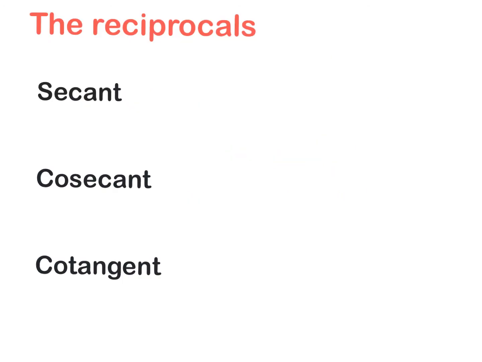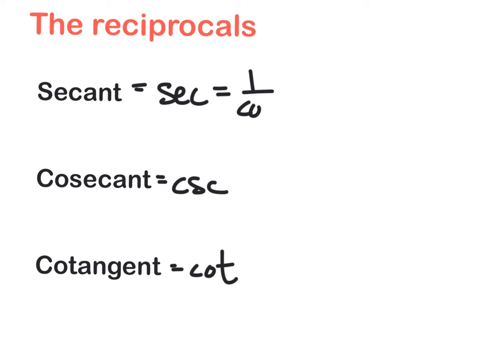The reciprocals, secant, cosecant, and cotangent. These are their abbreviations, SEC, CSC, and COT. And secant is the reciprocal of cosine, which means that it's equal to 1 over cosine. Cosecant is the reciprocal of sine, so this is 1 over sine. And you guessed it, cotangent is the reciprocal of tan, 1 over tan.